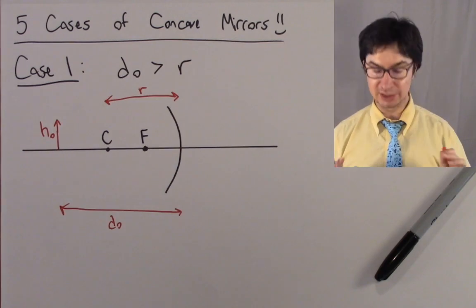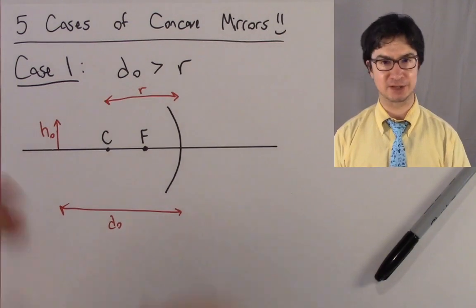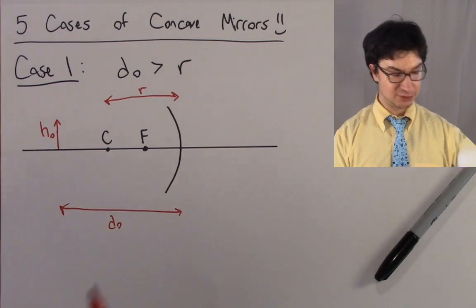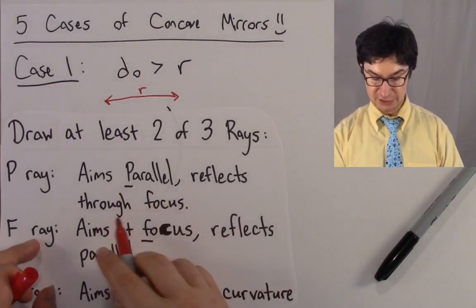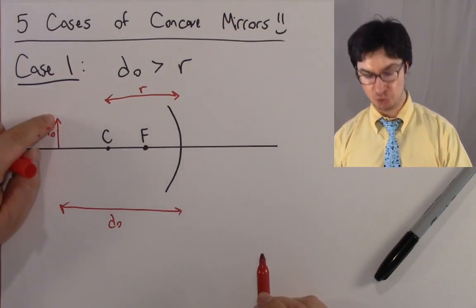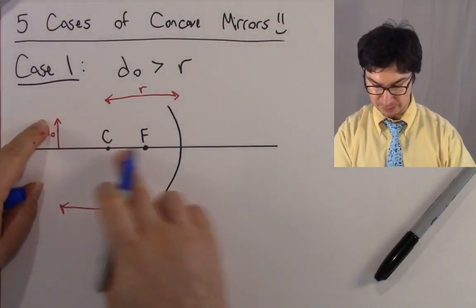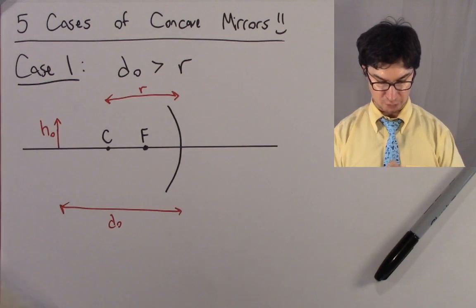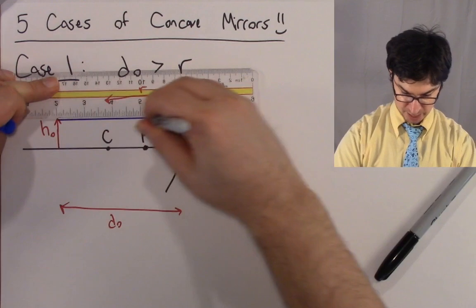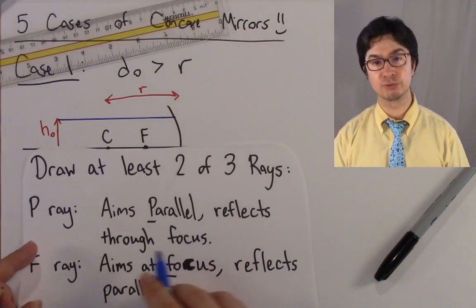Okay? So, let's draw our rays. This is called ray tracing, right? The easiest ray to draw, my favorite ray, is called the P ray. The P ray, again, aims parallel and it reflects through the focus. So if we start at the very top of our image and we draw a ray that aims parallel, that means parallel to the principal axis, we're going to have a ray. So let's see if we can draw a P ray. Look at that. Parallel to the principal axis, and again, it reflects through the focus.